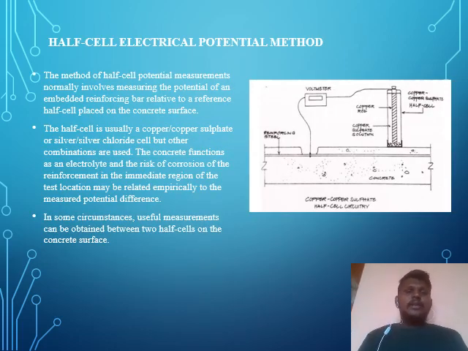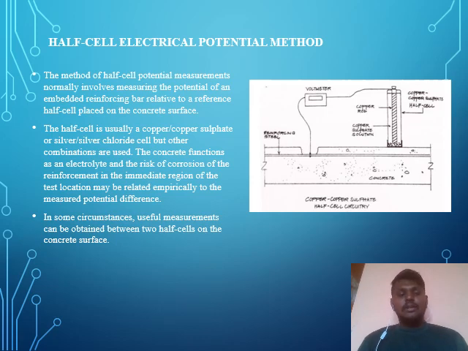Then another test is the half cell electrical potential method. The method of half cell potential measurement normally involves measuring the potential of an embedded reinforcing bar relative to a reference half cell placed on the concrete surface. The half cell is usually a copper sulfate or copper silver chloride cell, but other combinations are used.